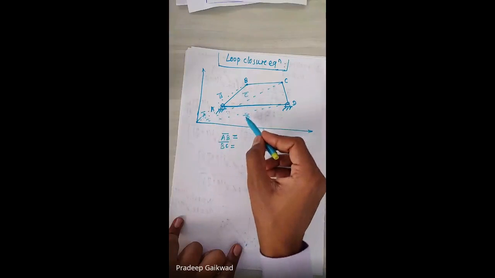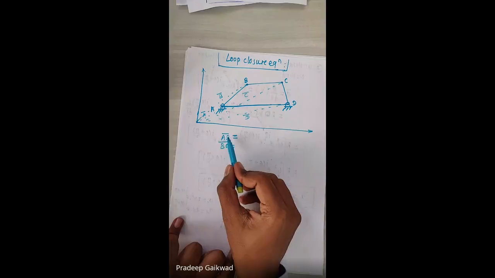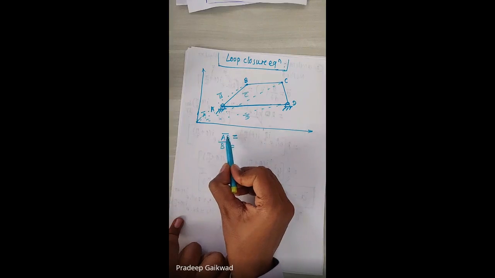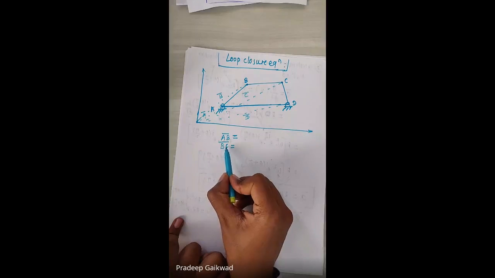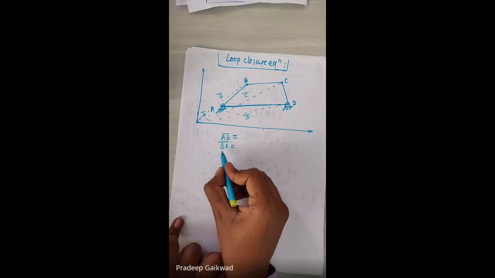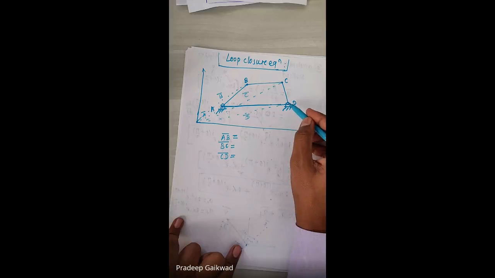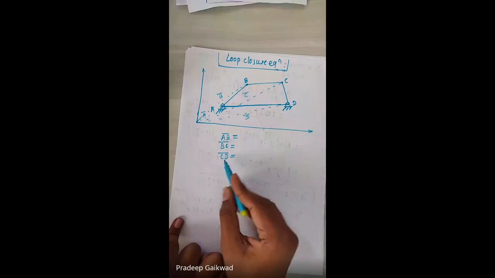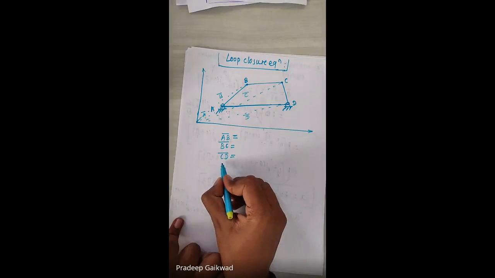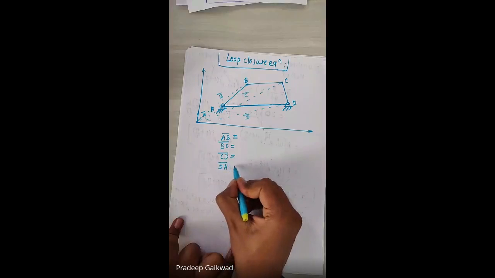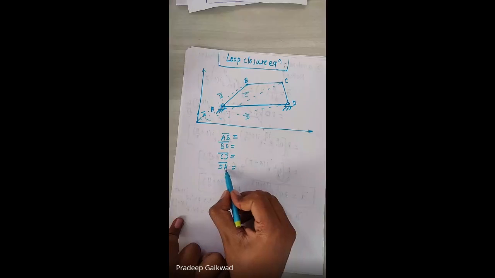A, B, C, D are the absolute position vectors, while vector AB is a relative position vector of B with respect to A. This one is C with respect to B. And if I'm going further, CD is the relative position vector of D with respect to C. Further, if I write DA, it is the relative position vector of A with respect to D.